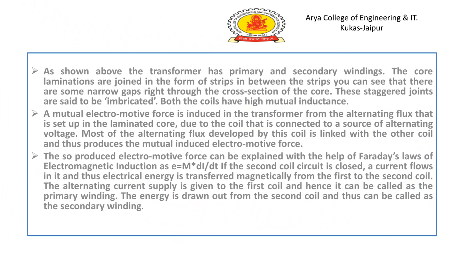As shown in the above figure, the transformer has a primary and secondary winding. The core is laminated, and the joints are made from strips. In between the strips you can see some narrow gaps right through the cross section of the core. These straight joints are said to be imbricated. Both coils have high mutual inductance. The primary winding is always connected to the supply and the secondary winding is connected to the load, and the core provides a low reluctance path for the magnetic flux.